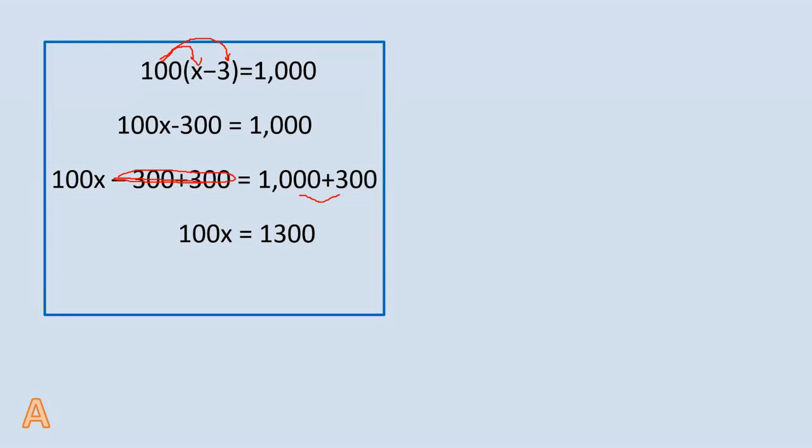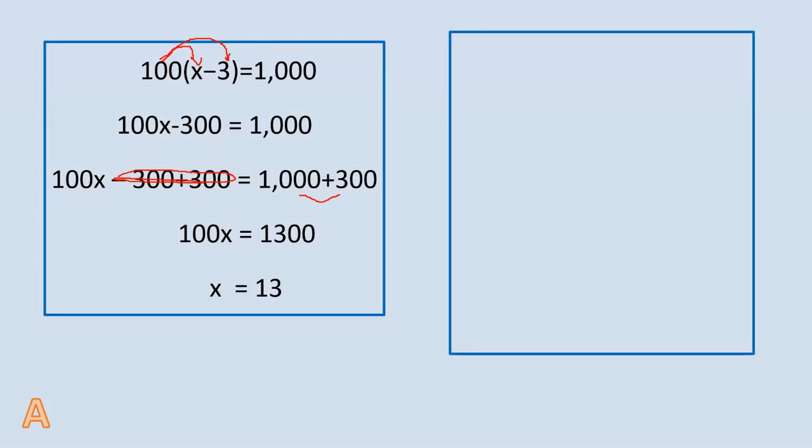What operation should we use to get x by itself? You are correct. The inverse of multiplying is to divide. So if we divide, we need to divide both sides by exactly 100. Very good. And when we divide both sides by 100, you're left with a value of x equals 13. Awesome job. Now, do you guys want to check this? Yes, let's go ahead and check it and see.